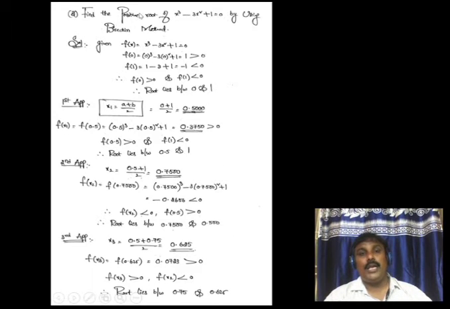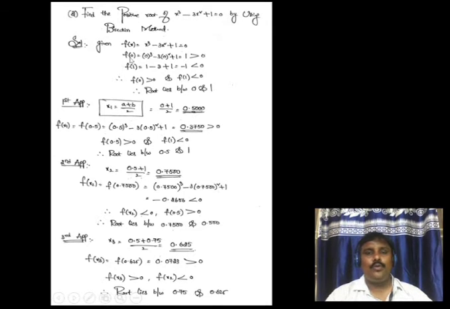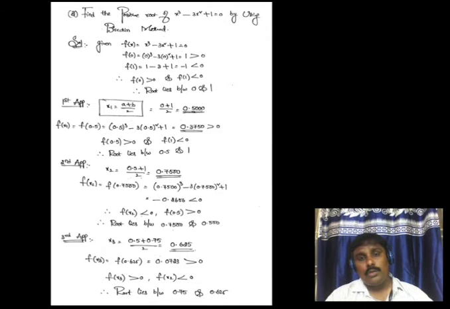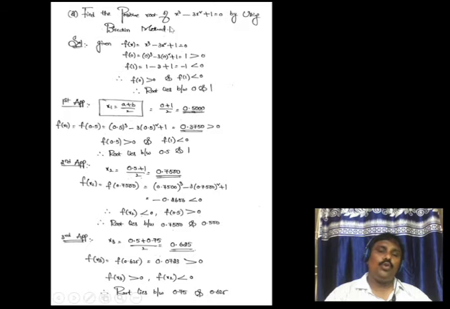Here also he has asked for the positive root: x cube minus 3x square plus 1 equal to 0. The first step is to take the positive roots. Here I have taken the f of 0 value and f of 1 value. Some students may ask whether I should consider only 0 and 1. No need, you can take 1 and 2 or 2 and 3, whatever interval you want. Based on that interval only you will get the answer.